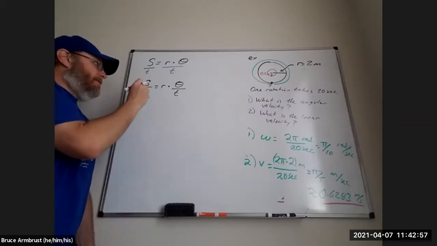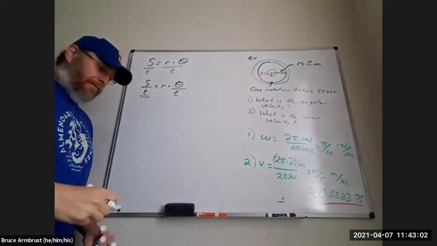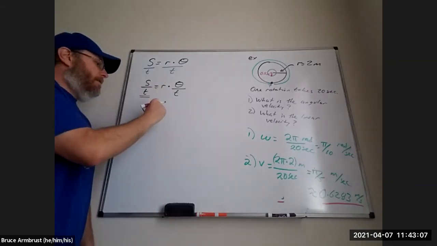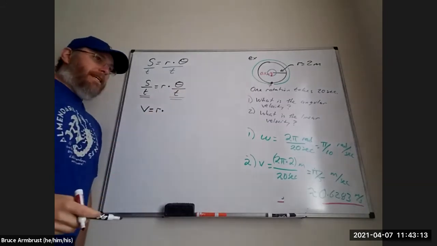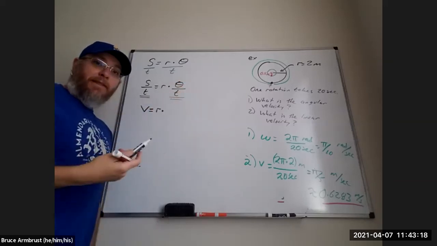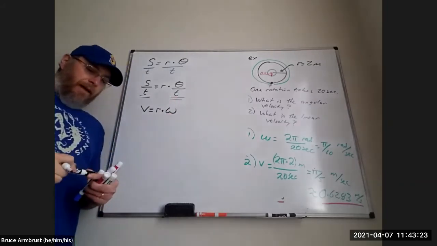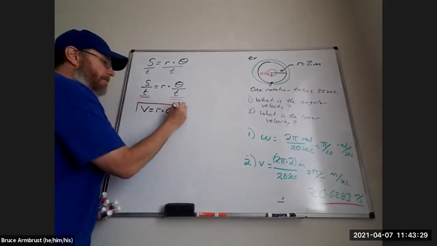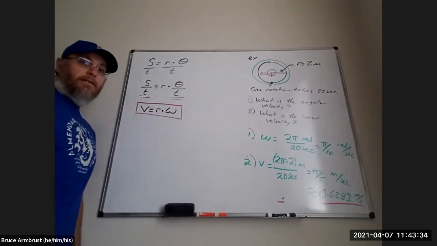Notice here, we've got an S over T. So that's a distance traveled divided by time. Well, that's our linear velocity. Of course, we've got R. R is still R. But then if you look at this other piece, we've got theta over T. So it's a change in our angle with our rotation over time. Well, that was our angular velocity. And so there is a relationship between linear velocity and angular velocity when you're traveling around in a circle. And it's V equals R times omega.